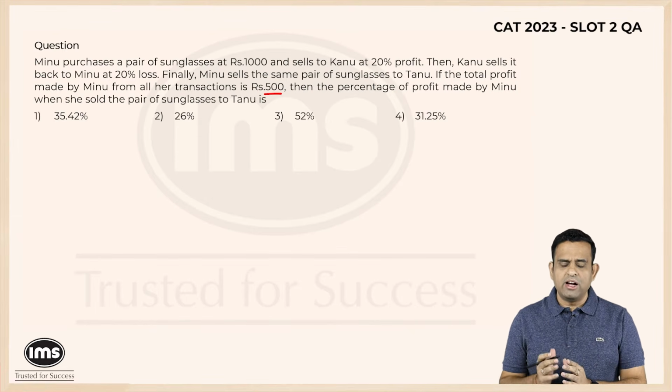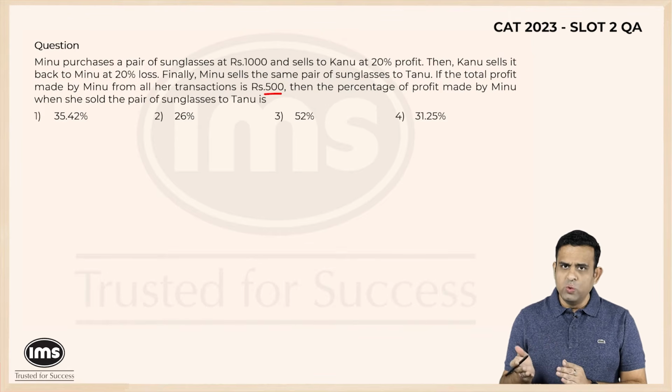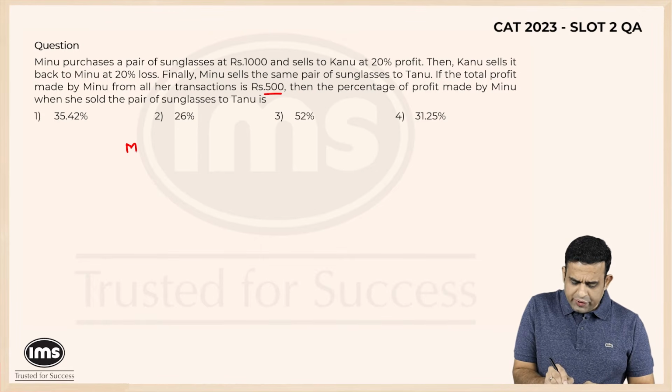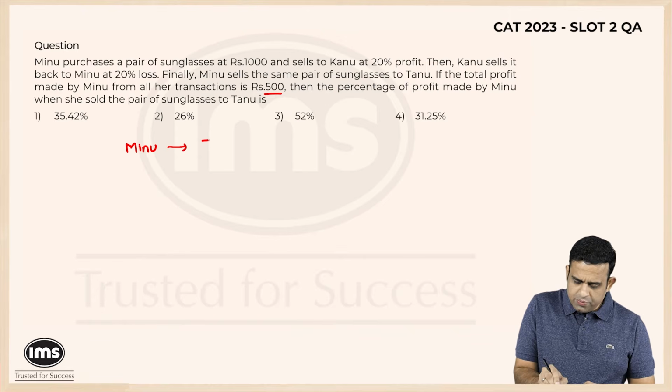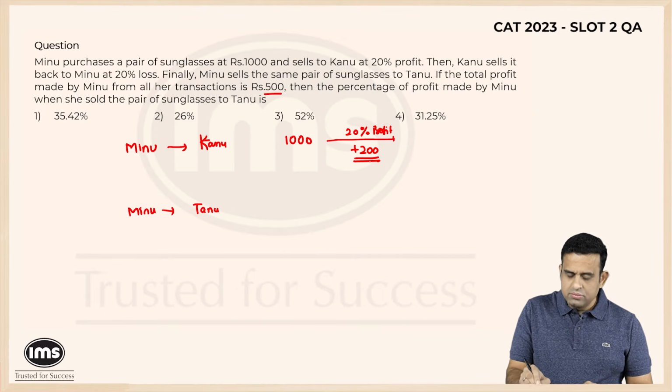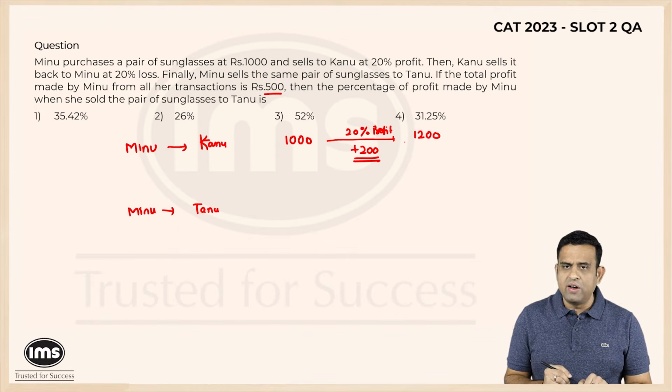So if you look over here, Minu is, let's say, selling it to Kanu, and then Minu is also selling it to Tanu. So let's look at the two situations. First of all, Minu selling to Kanu, and finally Minu selling it to Tanu. So it is given that the cost basically was 1000 for Minu at the start for the pair of sunglasses. It was sold at a 20% profit. It means a profit of 200 received by Minu. That means it was sold to Kanu at, one can say, 1200.